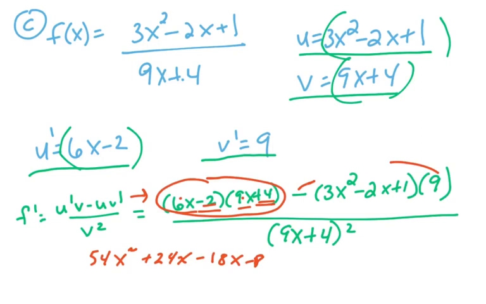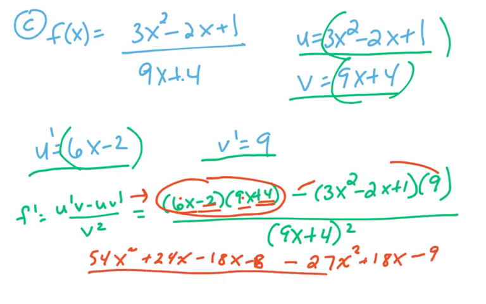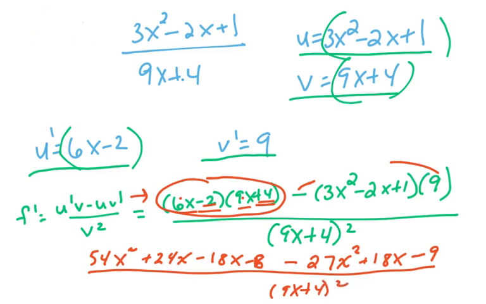I'm going to put the minus 9 through. So it's going to be a minus 27x squared. Negative 9 times negative 2 is a plus 18x. And negative 9 times 1 is negative 9. And keep the denominator in factored form. I need some more space. So I'm just going to make some room up here and bring it up.